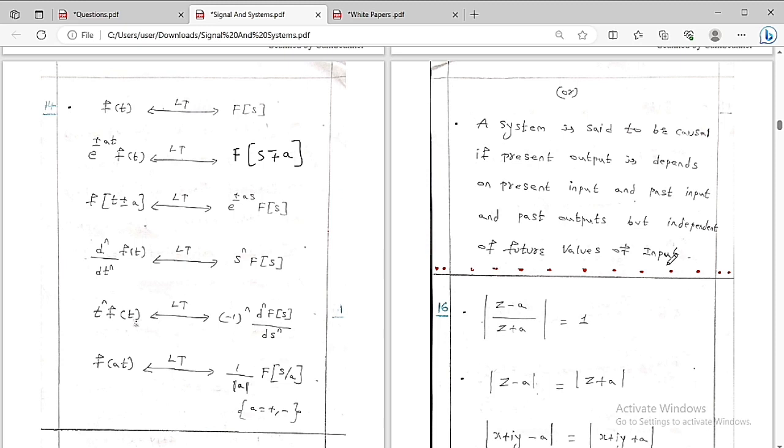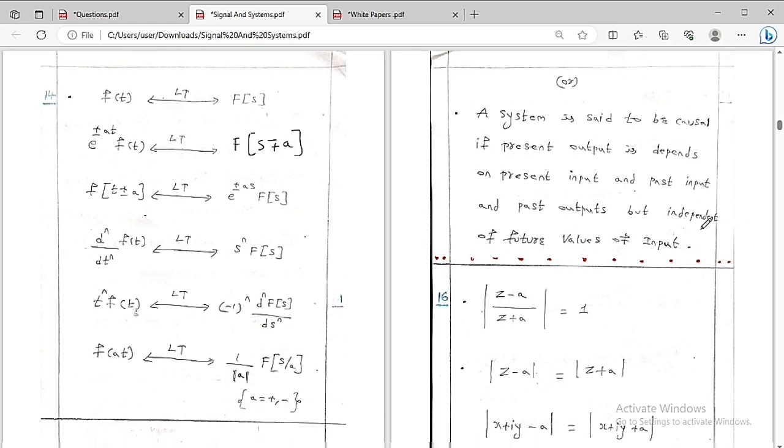So finally, I can say like this. A system is said to be causal if the present value of the output is independent of the future values of the input. Or we can also say that a system is said to be causal if the present value of the output is dependent on the present values of the input, past values of the input, or past values of the output, but not on the future values of the input. Then the system is said to be a causal system.